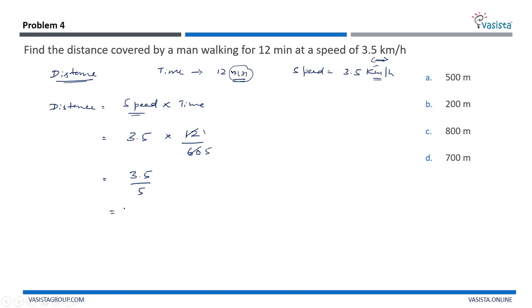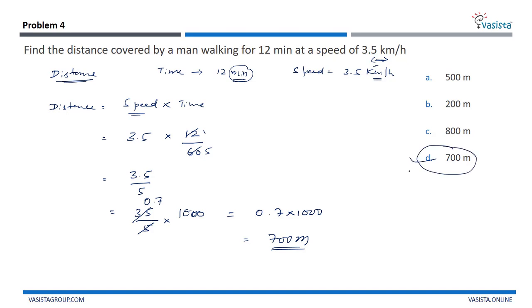So now what you can do, that is 3.5 by 5 into 1000. Now 5 ones are 5, 0.7, which is going to be 0.7 into 1000, which is nothing but 700 meter. The answer is 700 meter. Hope you understood. Here the conversion is a very important part. That's it.